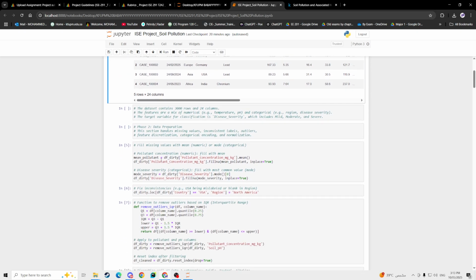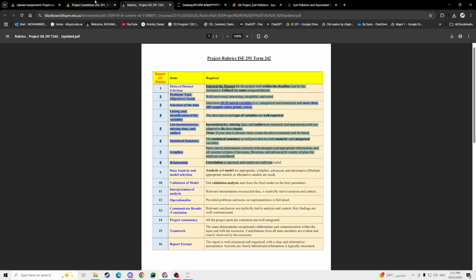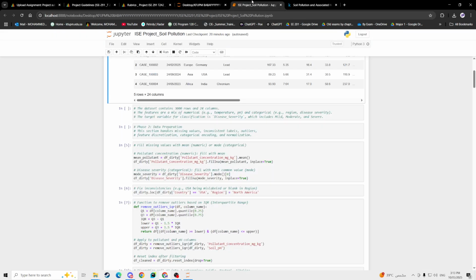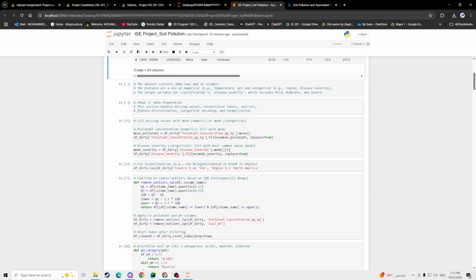Now, in accordance with the actual guidelines provided to us, this dataset does not have any actual missing observations or inconsistencies. So I went forth to the data preparation phase with the mindset of including the data cleaning steps, as if there were any missing data or inconsistent data.